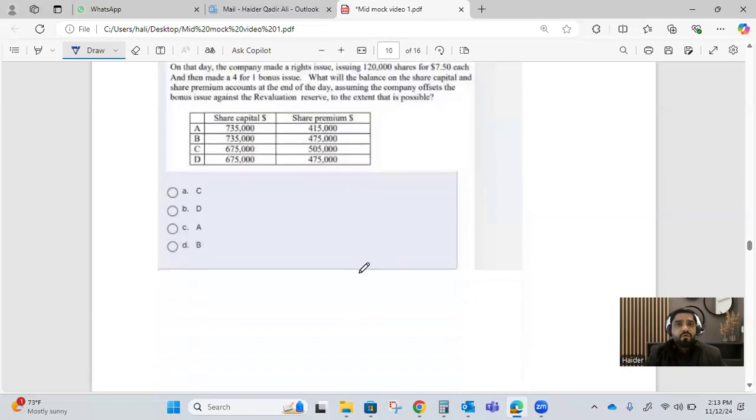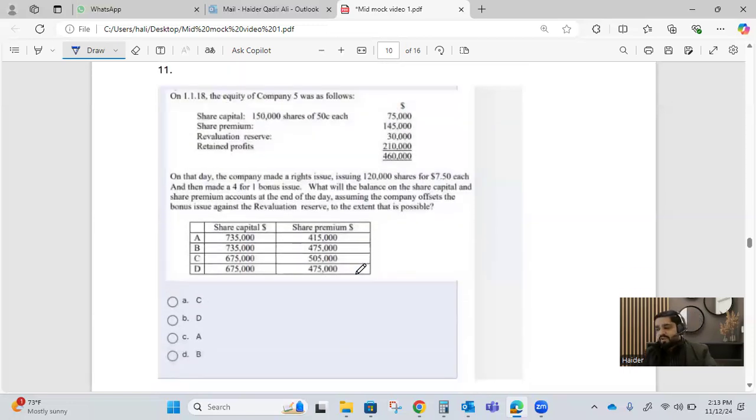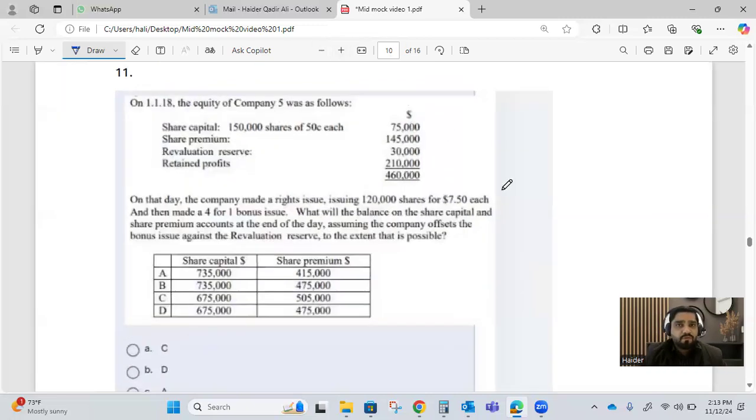Number 11, the most important question in terms of its calculation, because so many calculations are involved in this. So let me zoom in here. On 1st January 2018, the equity of company 5 was as follows. Share capital: 150,000 shares were already issued. We call them outstanding shares. This is 150,000 shares already outstanding, and one share was having par value 50 cents. In this way, your total existing share capital was 75,000.